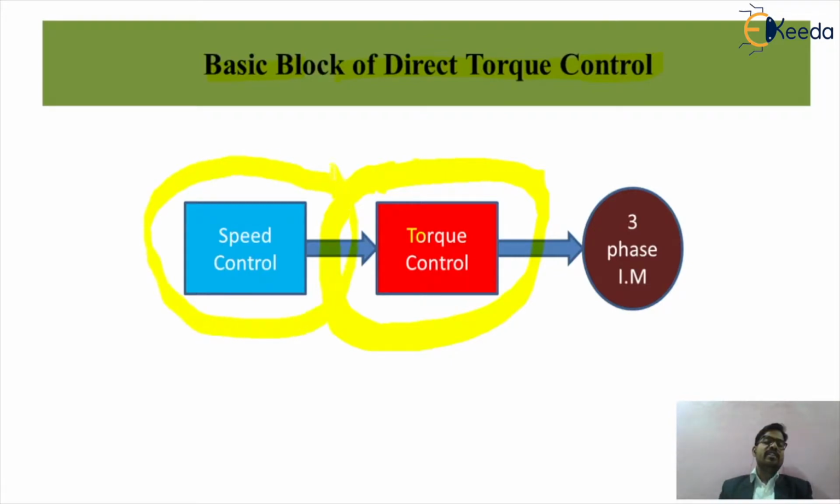So in concern with the basic block diagram of direct torque control, we can directly control the torque of your induction motor by controlling the speed control loop. So this will be the basic block. In that block, as we see, the first block is called the speed control loop. As we know, in the speed control loop there are different types of loop, such as the current limit control loop, or CLC loop, for controlling the speed of your induction motor.